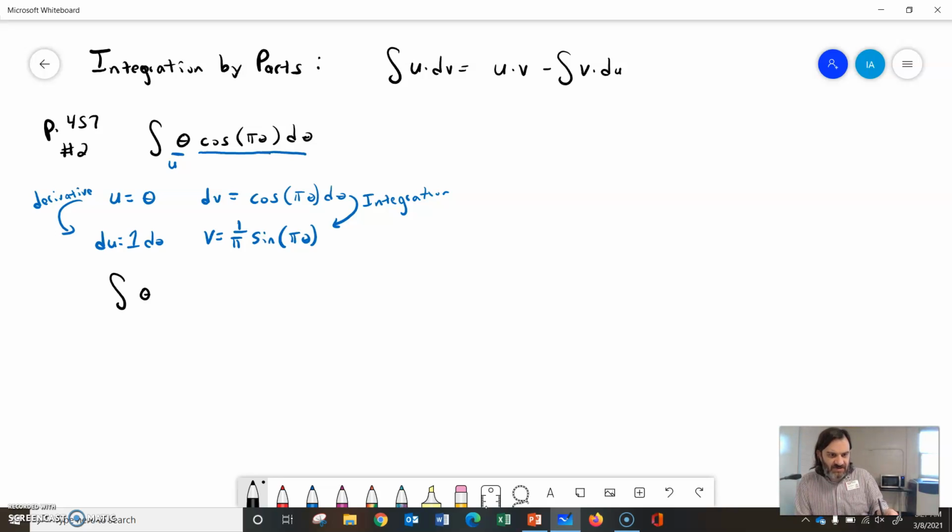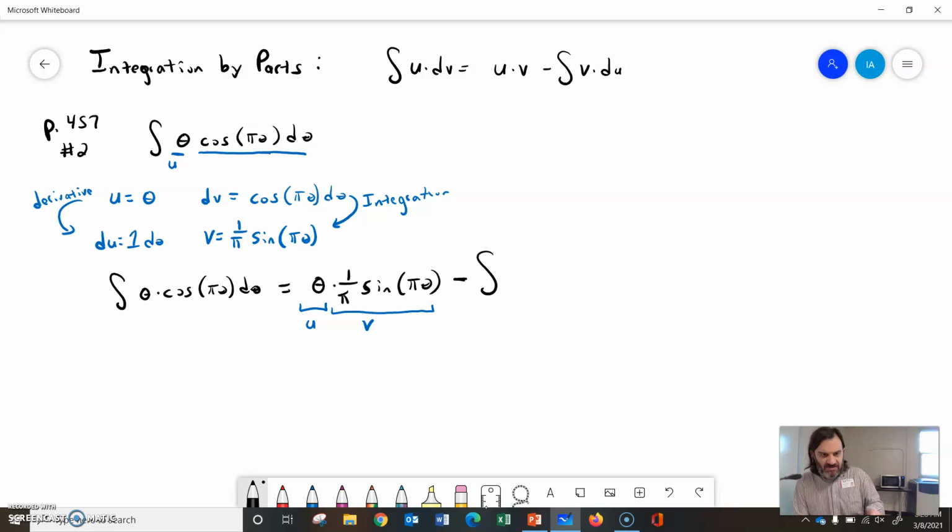So the integral of theta times cosine of pi theta d theta equals u times v. Well, that's theta times 1 over pi sine of pi theta. So let's make sure we understand where everything came from here. Here is u and here is v. So it's going to be minus, continuing on the formula, the integral of v, which is 1 over pi sine of pi theta, times du, which was just 1 d theta, so d theta.